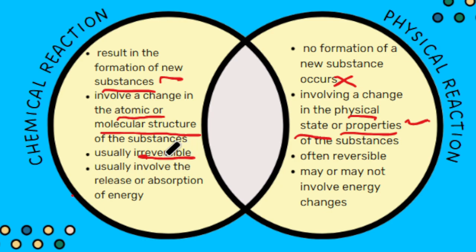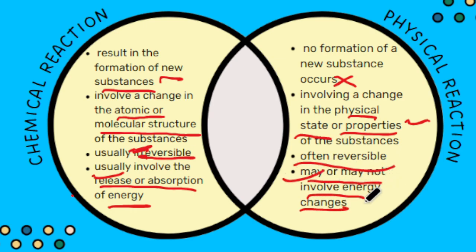Chemical reactions are irreversible and they release or absorb energy. But physical changes are often reversible or may not involve energy changes. It's not necessary for energy to be involved, like cutting paper does not involve energy, but boiling of water requires energy to proceed.